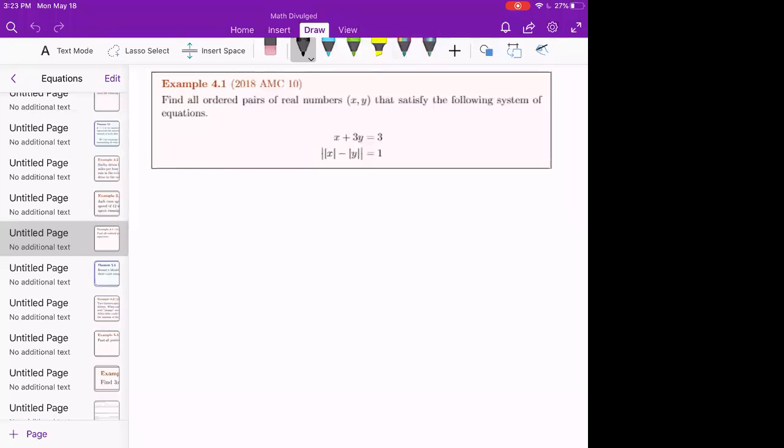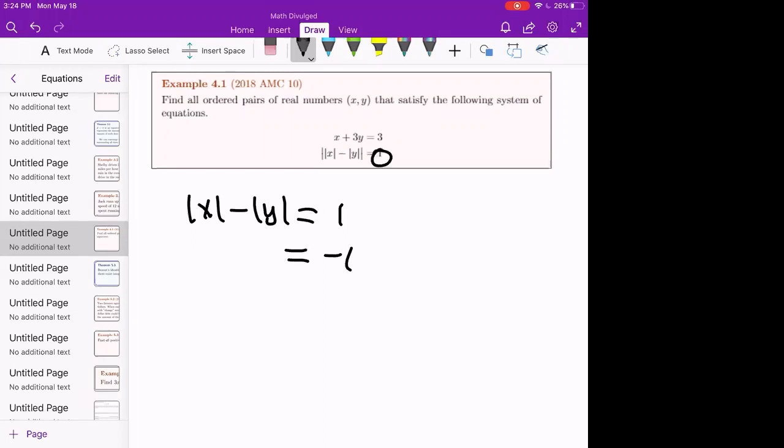So basically, we're gonna have something. Let's take this outer absolute value first. If we consider the outer absolute value, that means that the absolute value of x minus the absolute value of y can take on a value of 1, or it can take on a value of -1. Because if you take the absolute value of both of these, they're both going to equal 1.